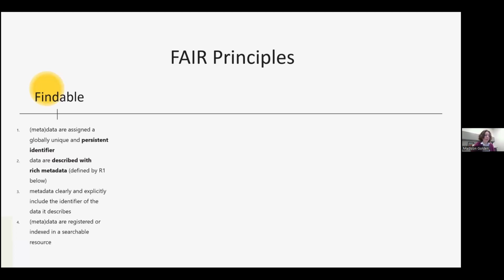And you can just Google if there's a national agency related to your domain of research, like the National Endowment for the Humanities or the National Science Foundation. A lot of times they provide different information or guidance on how to describe data.